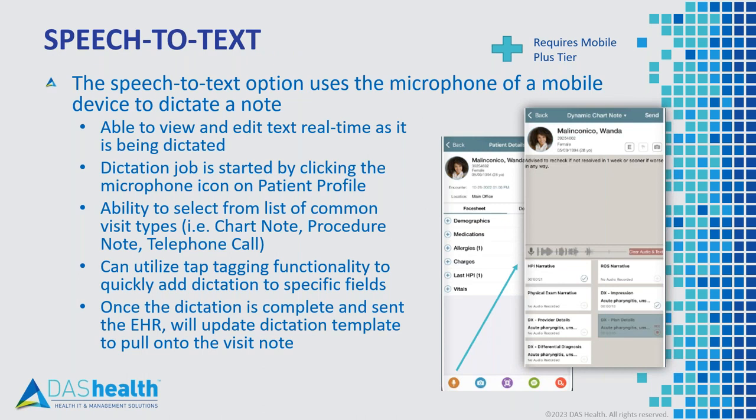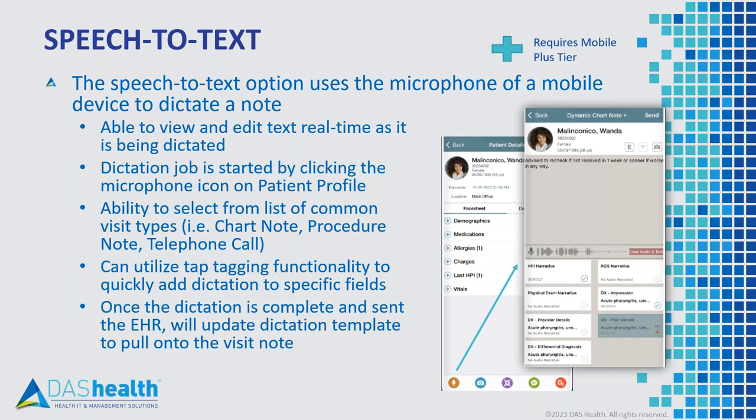So the first option is speech to text. This is going to allow the use of the mobile device to act as the microphone to dictate into a template that will then go into the patient's chart. With speech to text, as a provider is dictating, they have the option to view that text in real time, and they can go in and make edits, which helps to eliminate some additional steps later. So typos, or if they want to add or remove information, they can do that while they're dictating.